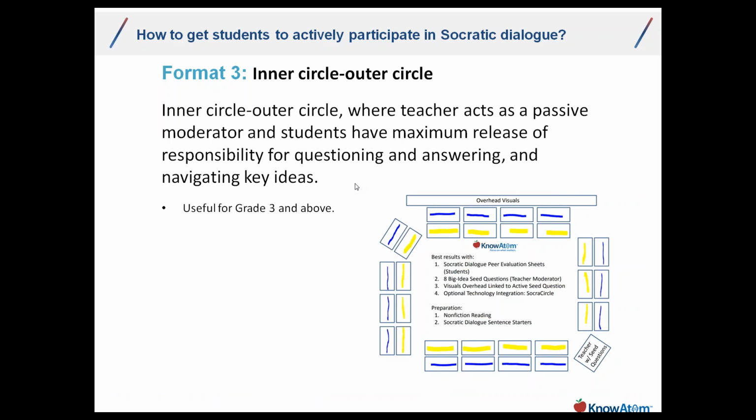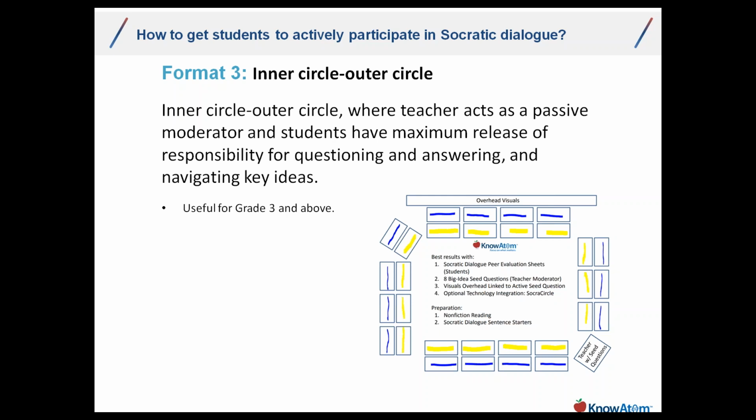The inner circle, outer circle format is where the teacher acts as a passive moderator. In the previous example I gave you, the active moderator is where the teacher was really getting in there and actively provoking students to respond by asking those questions. In the inner circle, outer circle model, the teacher is acting as somebody who's there passively making sure that the rules are being followed, that the conversation is remaining largely focused, and that the students are transitioning through key ideas that are important to that particular lesson.